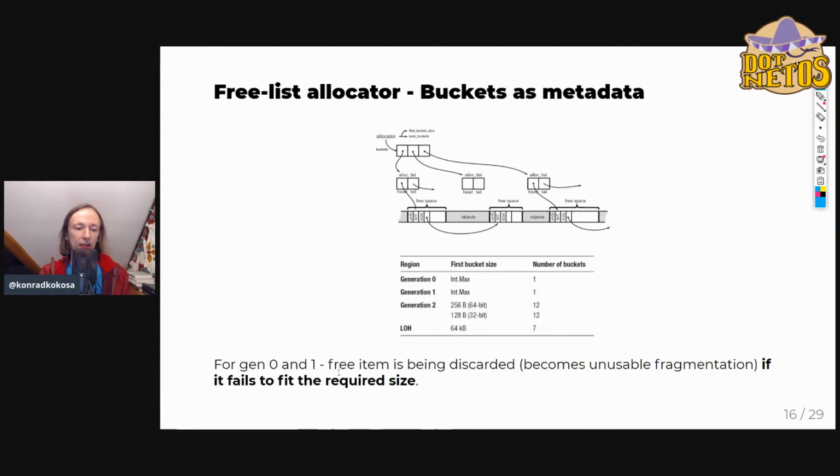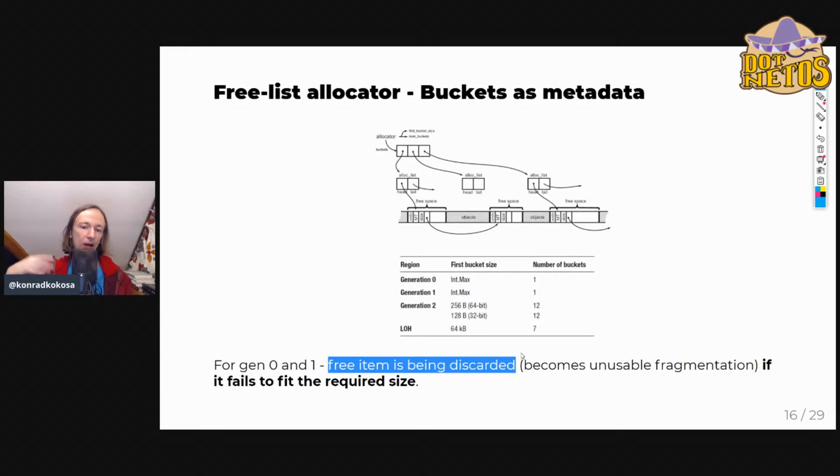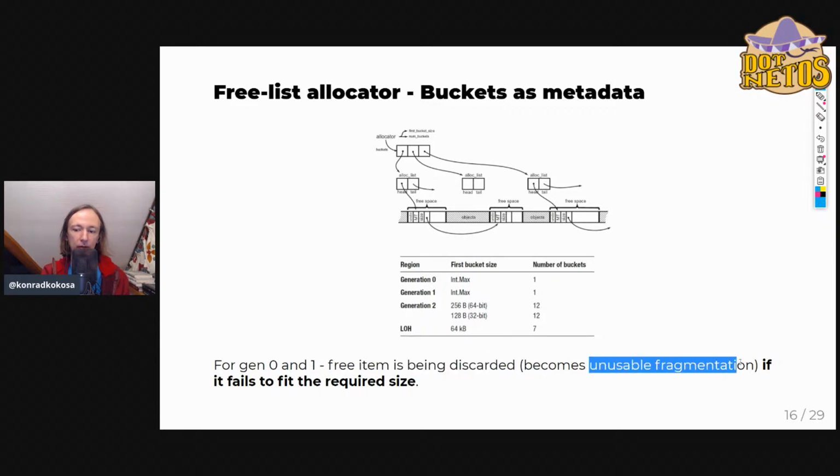One more thing is that this Gen 0 and 1 list is pretty flat because it contains only a single bucket, and as you see, free items are really quickly discarded. So if we ask for a given size, and we traverse this list and a given free space doesn't fit, we discard it immediately, and we treat it as unusable fragmentation. So it is pretty dynamic.